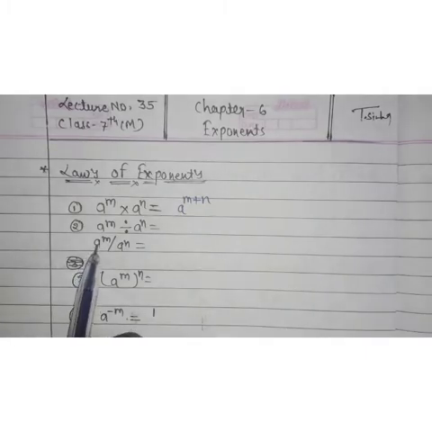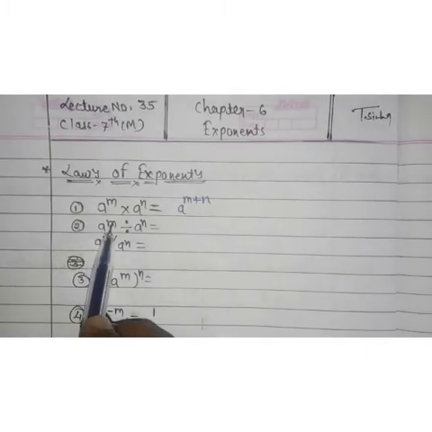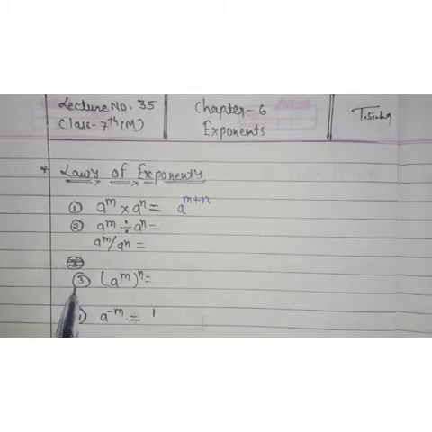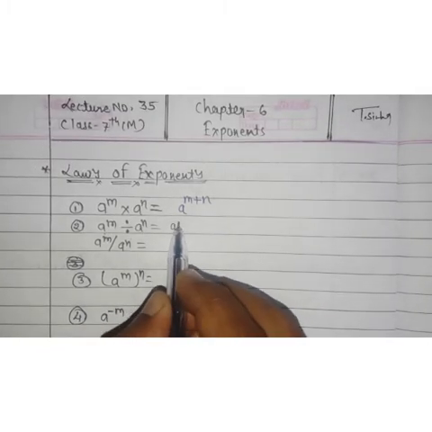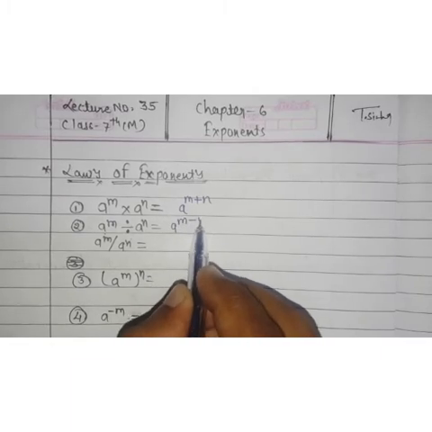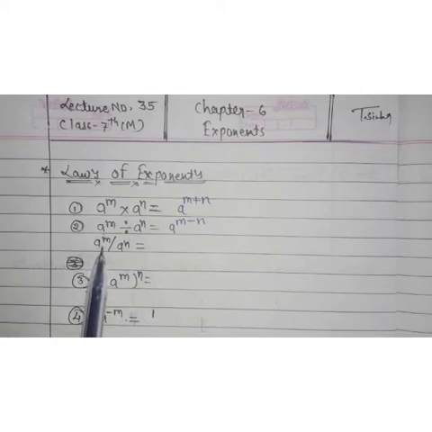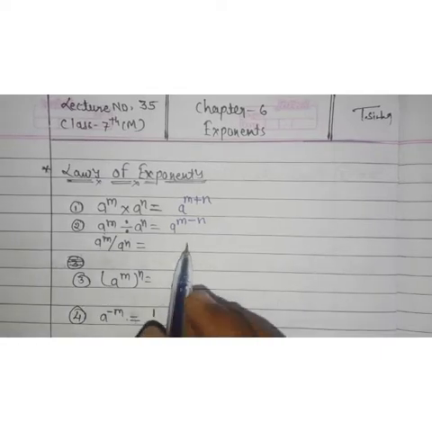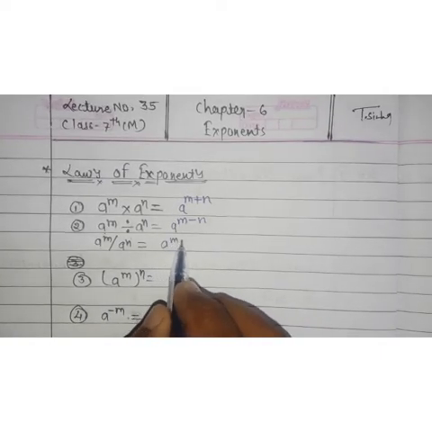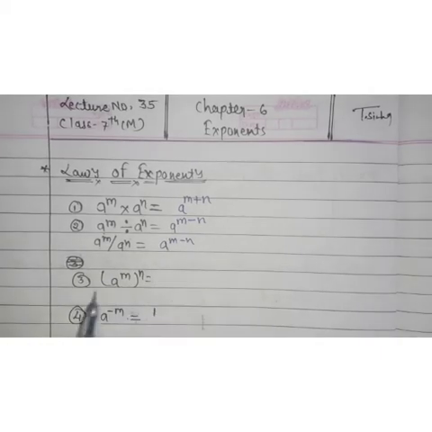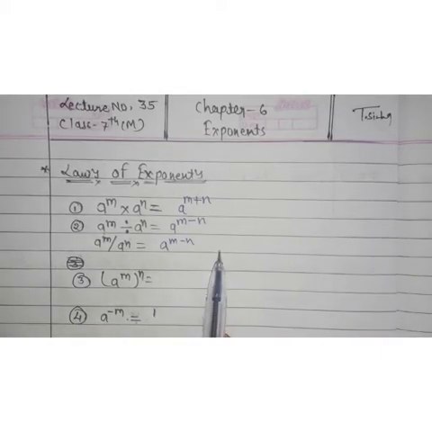The second rule is a to the power m divided by a to the power n. In division, if the bases are the same, the powers will be subtracted: a to the power m minus n. This one is also the same: a to the power m divided by a to the power n is a to the power m minus n. This one is the power. Remember all of it.